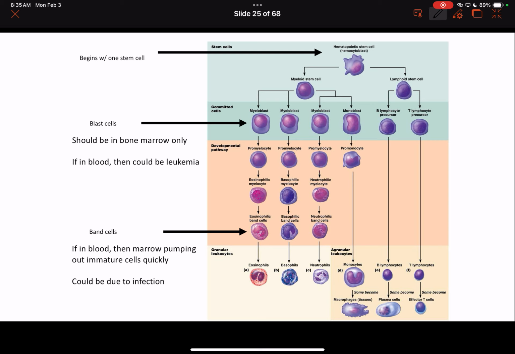So if we see these in the bloodstream, it could just mean that we needed extra white blood cells because we have an active infection. Okay, so it's okay to see band cells in the blood. Again, it can mean that you have an infection, but you should never see blast cells in the blood. Those are far too young, far too underdeveloped, and they should not be circulating.